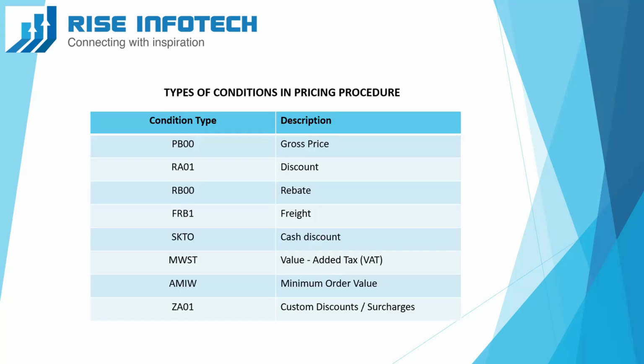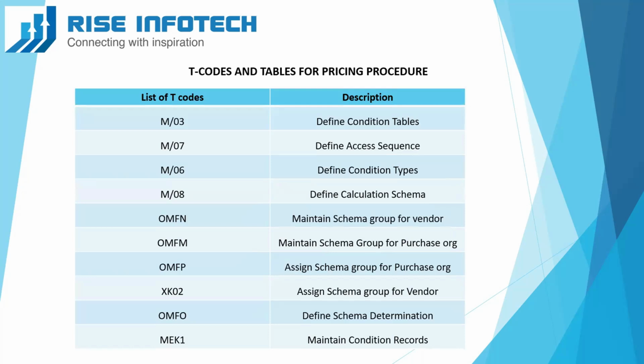Coming to the pricing procedure T codes and types of condition: PB00 is the gross price. RA01 is a discount. RB00 is a rebate. FRB1 is freight. SKTO is a cash discount. MWST is value added tax, VAT. AMIW is the minimum order value, the minimum order value which the company accepts. ZA01 is customs or surcharges, if we want to import goods from other countries outside India. These are a few of the condition types we use in the pricing procedure.